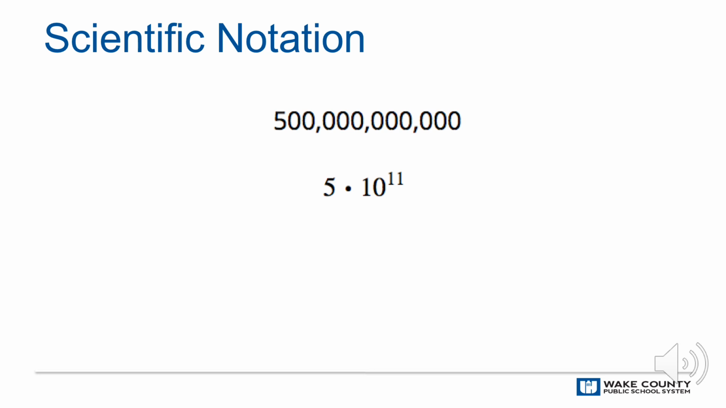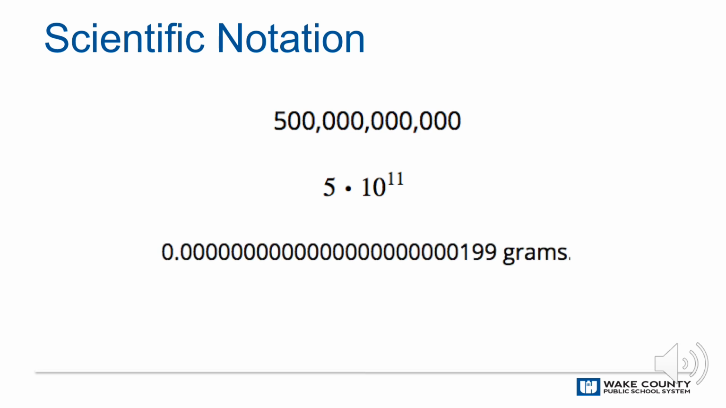The advantage to this way of writing the number is that we can see right away how many zeros there are. There are 11 of them, and we can more effectively compare numbers when they are both written in this form. The same is true for very small numbers. If we write this number using the power of 10, it becomes 1.99 times 10 to the negative third power.